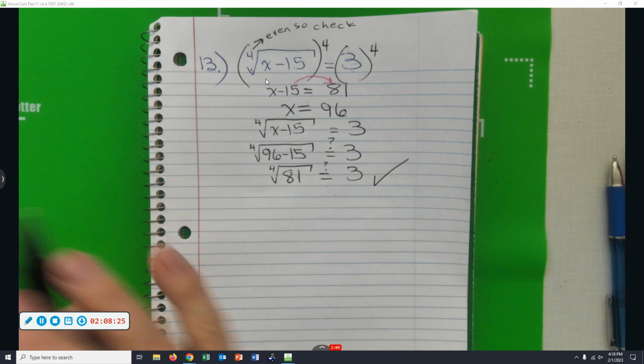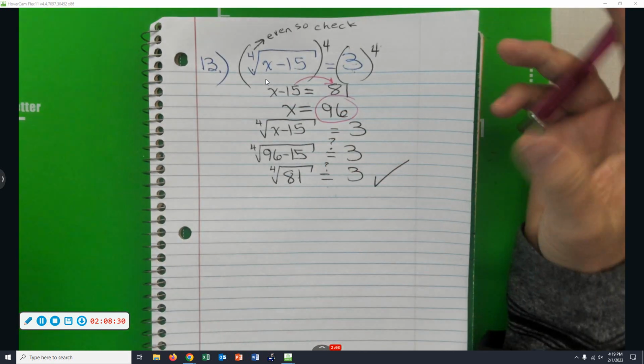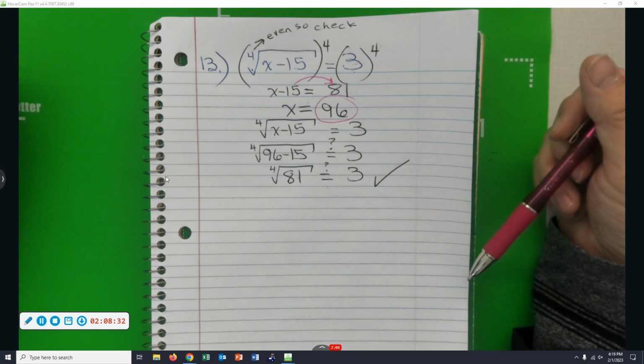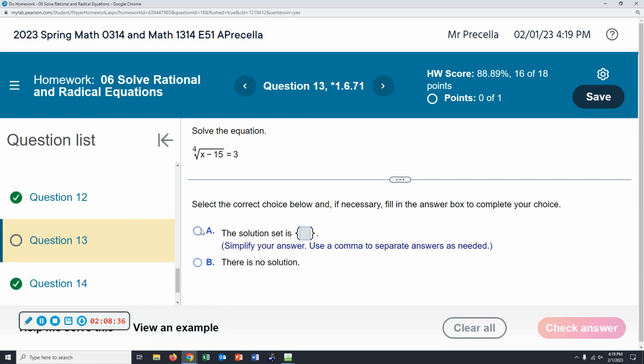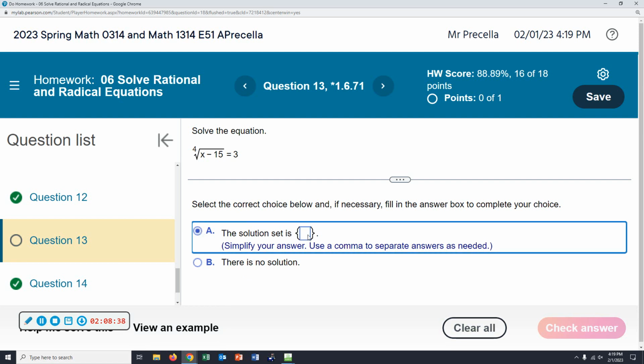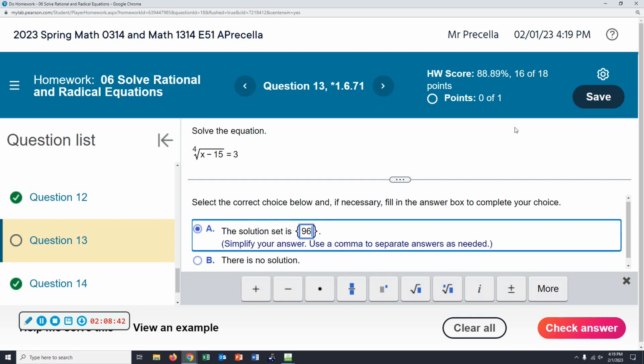So the 4th roots aren't difficult to check. If it were something really messy, it would be, you know, if we started talking about everything possible.